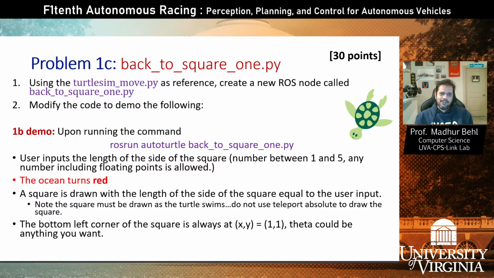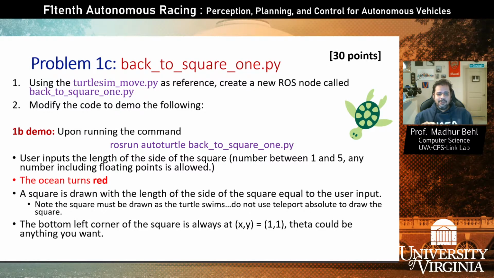And you should again look at the color topics of Turtlesim that we haven't covered in the lab, but they exist. We mostly focused on the command velocity and the pose, and you may even want to look at some services in Turtlesim that can help you with this. But what should happen is you get the input, a number between 1 and 5, you hit return, the ocean instantly turns red, and a square is drawn with the length of the side of the square equal to the number that the user has input.